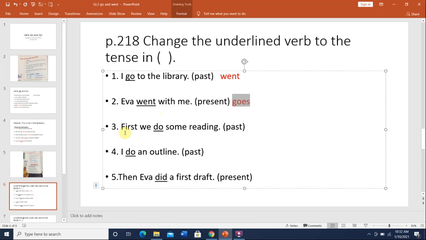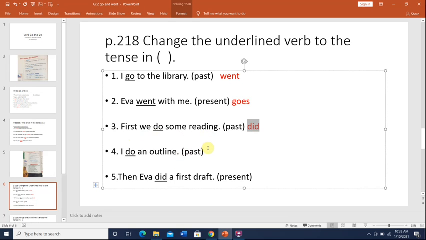Number 3, first we do some reading. This is in the present tense. Now it wants you to change the do to the past. What is the past of do? Did. Okay, so the sentence will be first we did some reading.